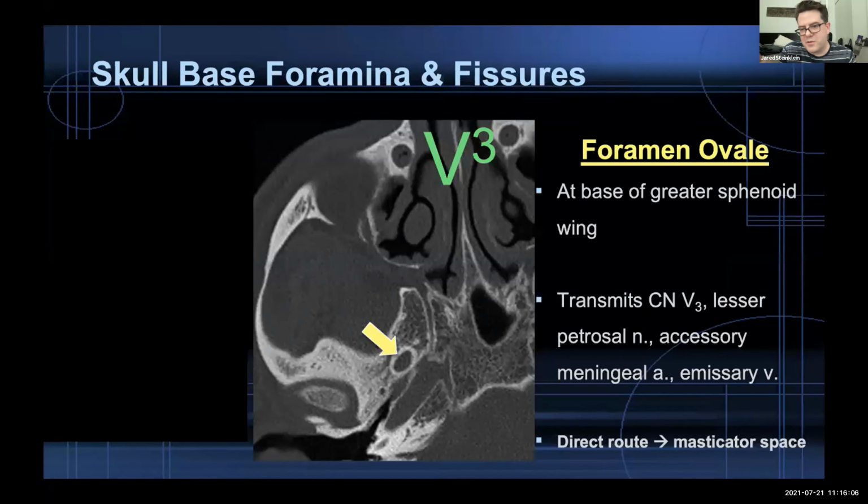Okay, V3, the third division of the trigeminal nerve, has its own hole, and that's foramen ovale. They weren't very creative here. It looks like an oval, and it's pretty much in the base of the greater wing of the sphenoid.